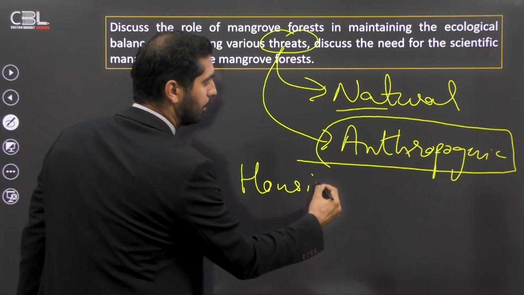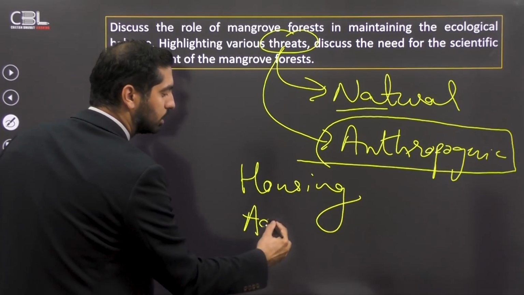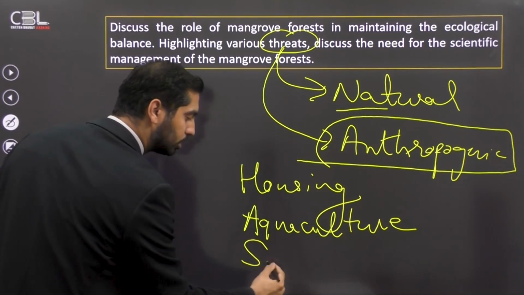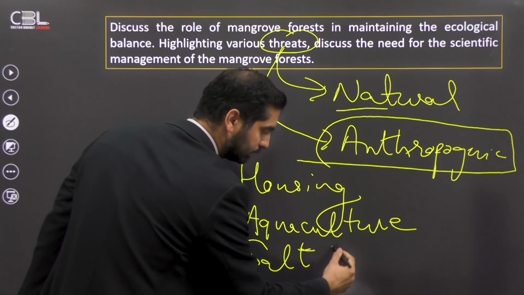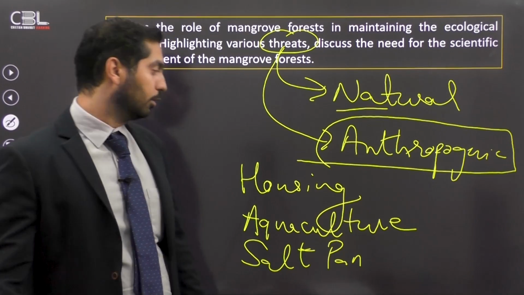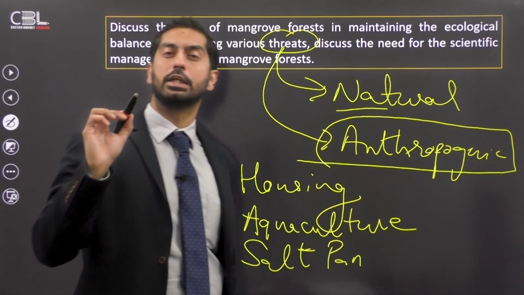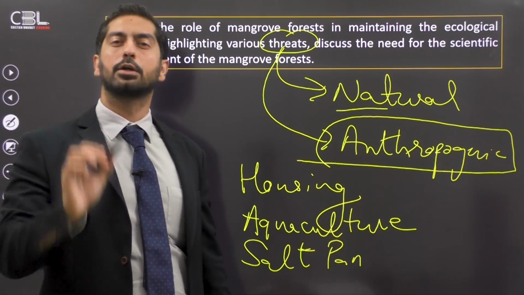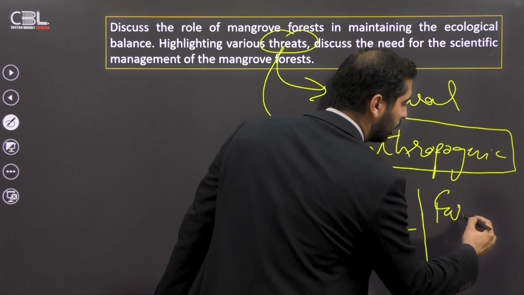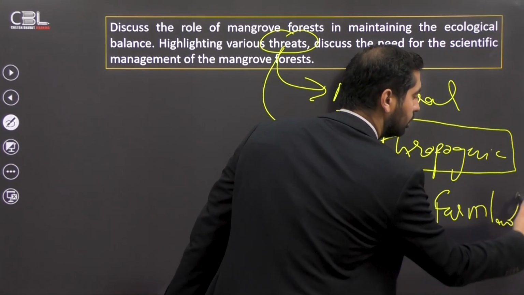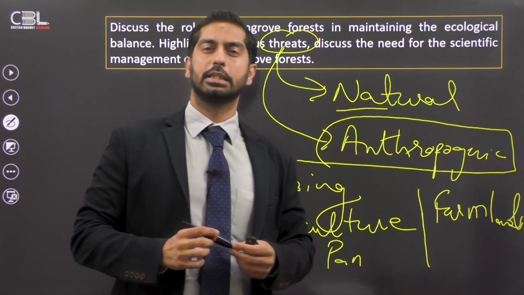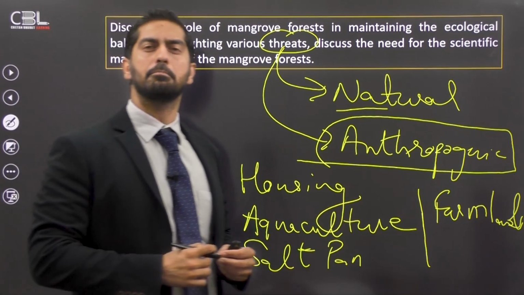Housing projects, aquaculture farms, salt pans. In the Gujarat region, we have seen the destruction of so many mangroves because of this reason. For farming on the west coast of India, a lot of mangrove forests are destroyed and the land has been converted into farmlands. So because of these activities, the mangrove forests are getting destroyed.